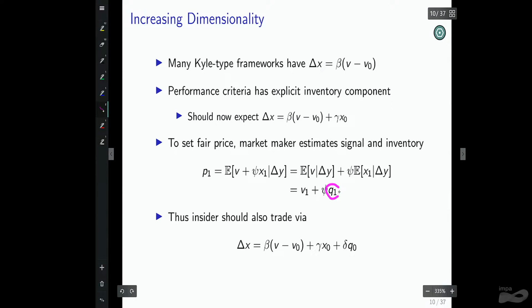So by Q, I'm denoting the market maker's estimation of what the insider's inventory is, okay? But then if the market maker is trying to estimate what the insider's inventory is, then the insider should probably base their trade also on the market maker's estimation of my inventory. So we kind of keep going back and forth on adding more state variables and dependence. But once we add this, we've come full circle. There's no more things to add, okay? So the dimensionality of the problem has gone up from 2 to 5 in some sense in terms of the number of variables we have to keep track of.